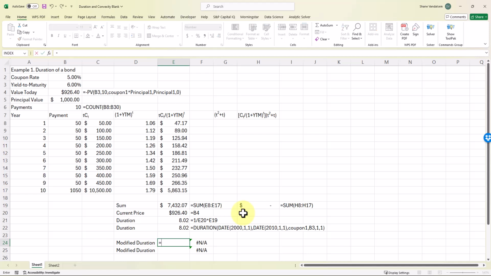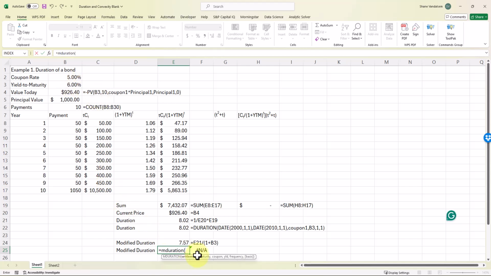So I'm just going to take the duration here of 8.02 divided by 1 plus the yield to maturity of 6% in B3 there. I get my answer, 7.57. Now we're going to use the MDURATION function in Excel to also calculate the modified duration.